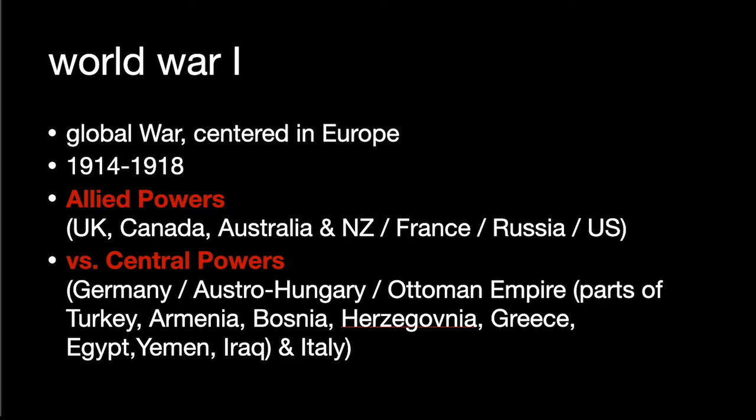And in fact, the little hotbed of Bosnia-Herzegovina is where the initial tinderbox was started with the assassination of Grand Duke Ferdinand that set off a series of events that cascaded to cause the beginning of the war. So that was parts of Turkey, Armenia, Bosnia, Herzegovina, Greece, Egypt, Yemen, and Iraq. And then also Italy was part of the Central Powers.